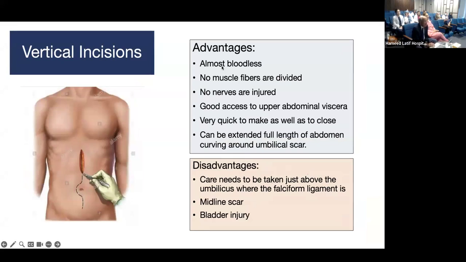Vertical incision advantages: the amount of bleeding is less, no muscle fibers are divided, no nerves are injured, good access to upper abdomen, very quick to make as well as to close, can be extended the full length of the abdomen, curving around the umbilicus. Care needs to be taken just above the umbilicus where the falciform ligament is. Disadvantage: midline scar, which obviously is ugly looking and quite apparent. And bladder injury, well, that can happen with any incision.